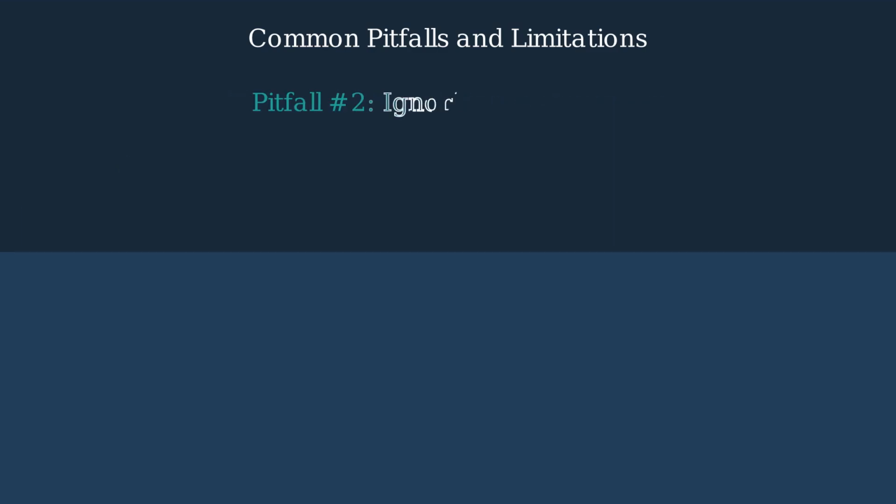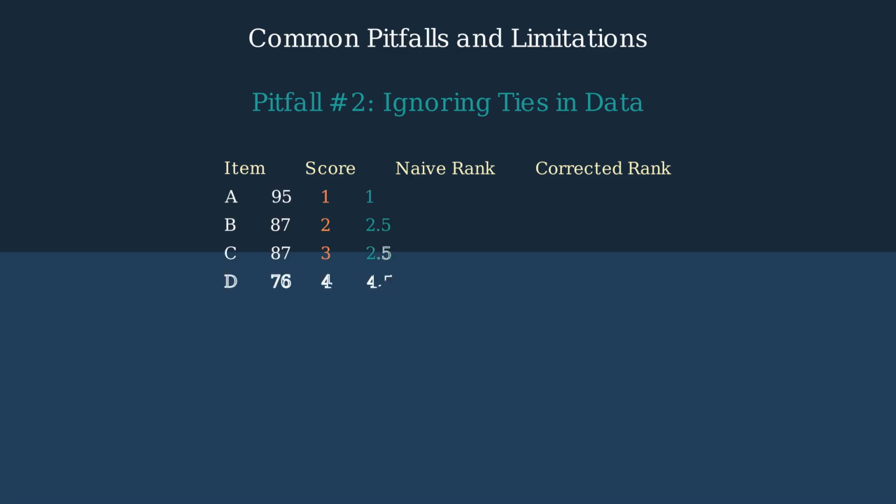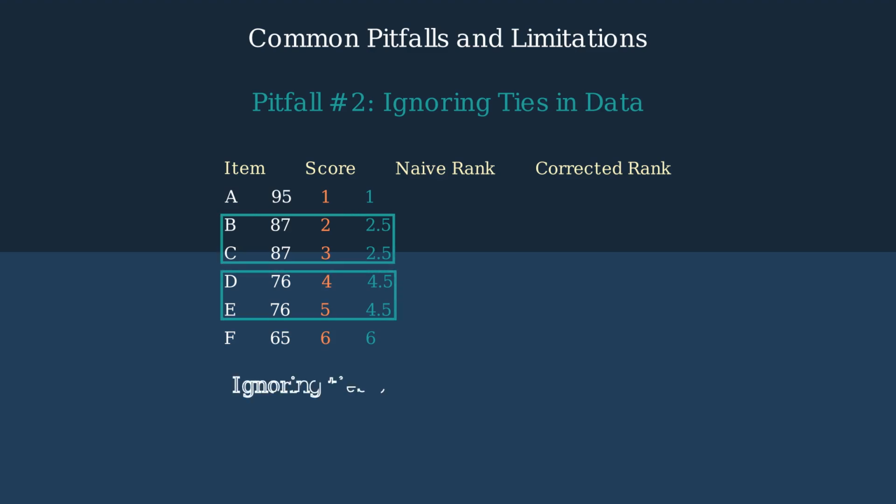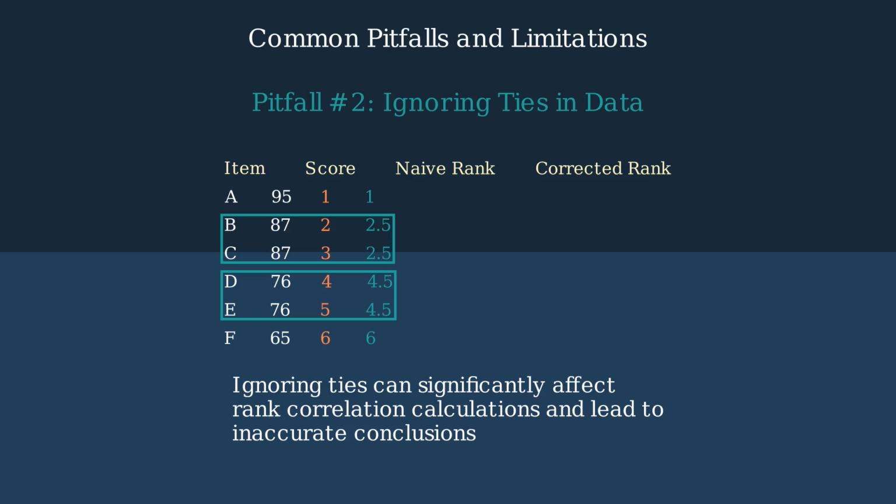The second pitfall is ignoring ties in your data. When multiple observations share the same value, they must be assigned the average of their positions. Notice how items B and C have tied scores of 87 and D and E are tied at 76. Assigning them naive sequential ranks would distort your correlation calculations. Instead, tied values should receive the average of their positions.